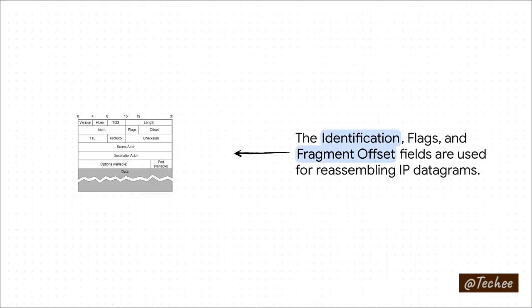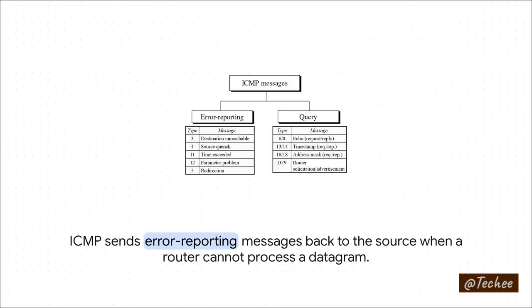Now, to manage all this, the IP header has specific fields that act like instructions to make sure all these fragmented pieces can be put back together at the end. You've got the identification field, the flags, and the fragment offset. Together, they basically tell the destination computer, hey, all these little pieces belong together, and here's the order to reassemble them in.